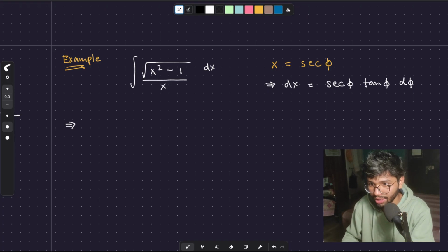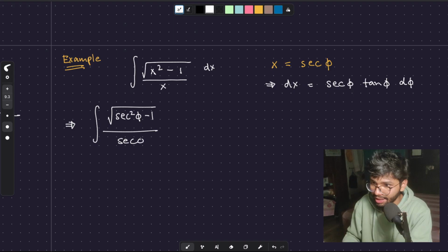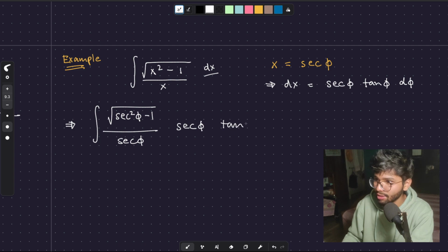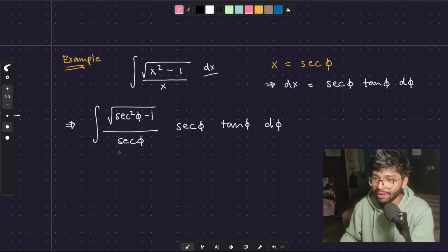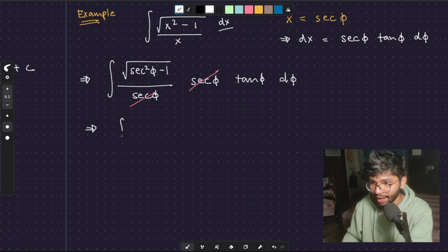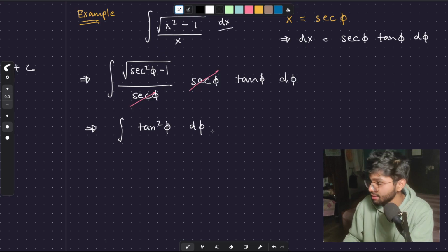So we can substitute x for secant of phi. Let's try that. This is going to be secant squared phi minus 1. And here is going to be secant phi. And dx is going to be secant phi tangent phi d phi. Great. Okay, amazing. And right away, we can see that these are going to get cancelled. And this is nothing but another tangent of phi. So we'll have tangent squared phi d phi as our integrand.